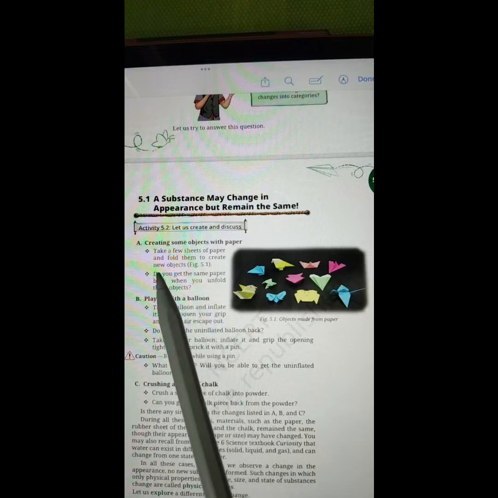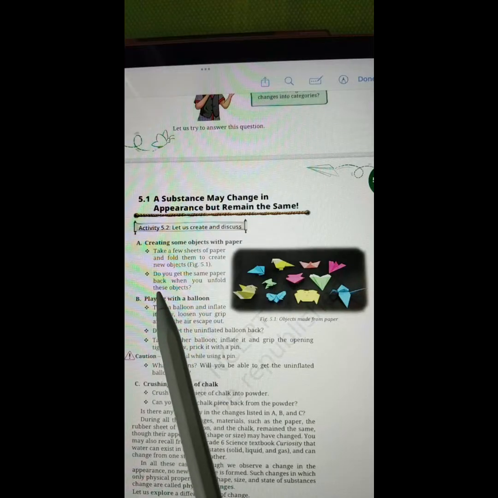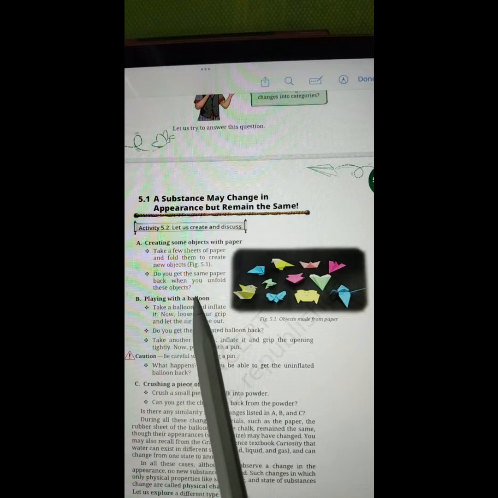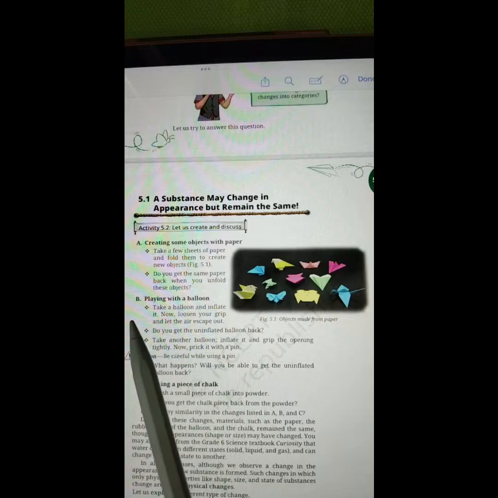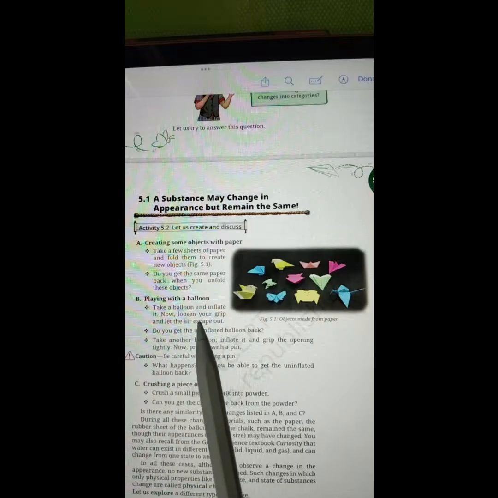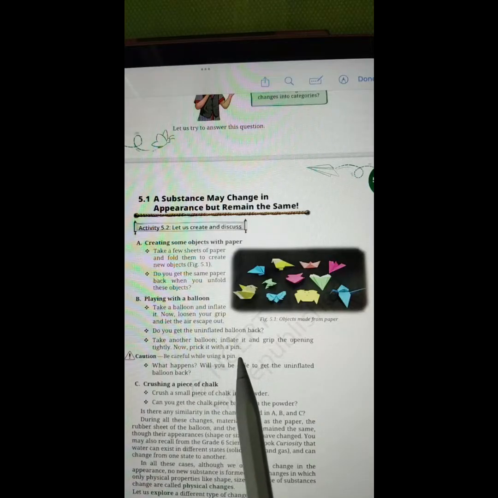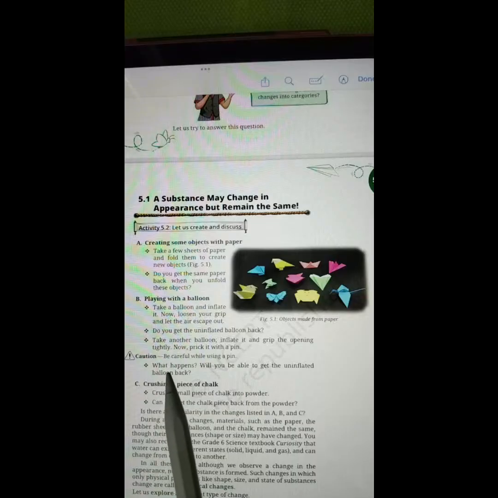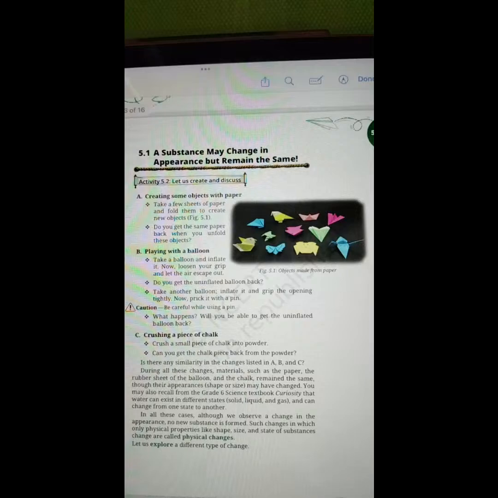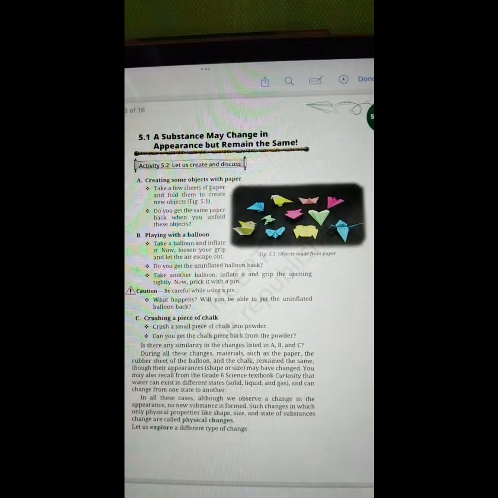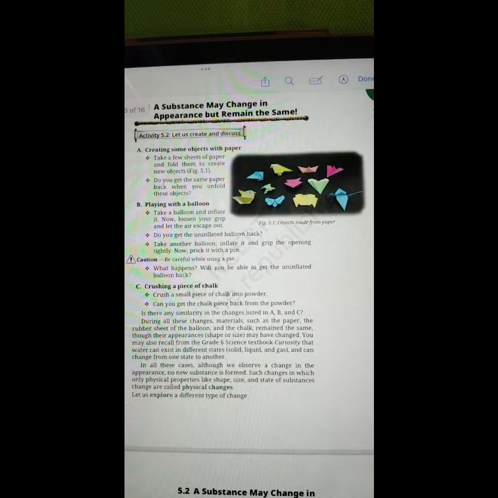Take a few sheets of paper and fold them to create new objects. So these are the objects being made for you. Do you get the same paper back when you unfold these objects? Playing with a balloon. Take a balloon and inflate it. Now loosen your grip and let the air escape out. Do you get the uninflated balloon back? Take another balloon, inflate it, and grip the opening tightly. Now prick it with the pin. Caution, be careful while using a pin. What happens? Will you be able to get the uninflated balloon back?